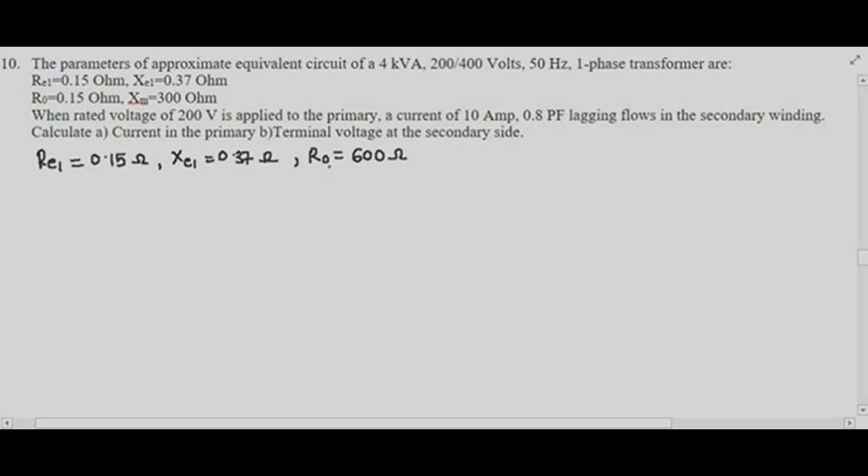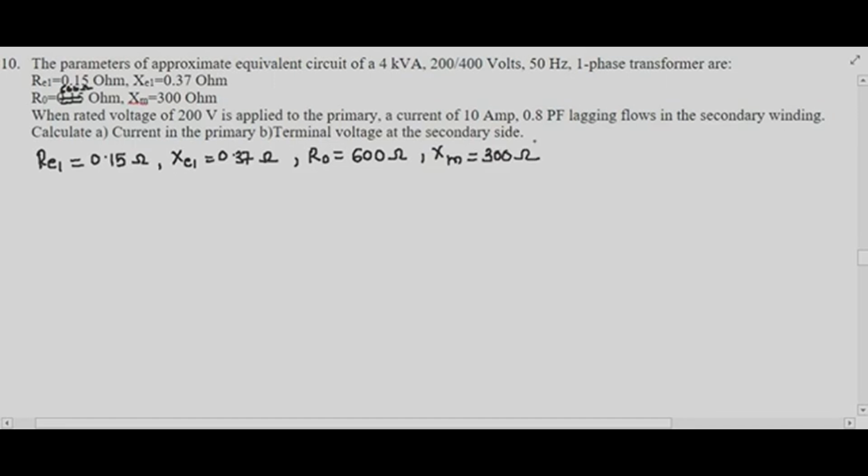So that resistance is 600 ohm. Please write down here 600 ohm. Then XM is nothing but which is taking into account your IM. So it is given as 300 ohm.